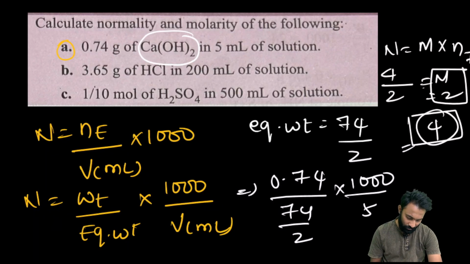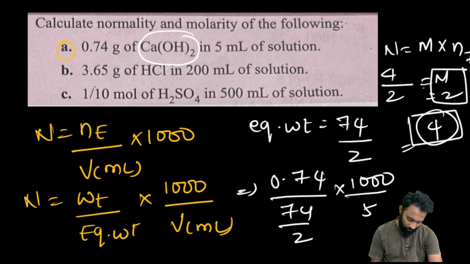Clear? Now we'll go for the B. For the B, what are they asking? 3.65 gram in 200 ml.